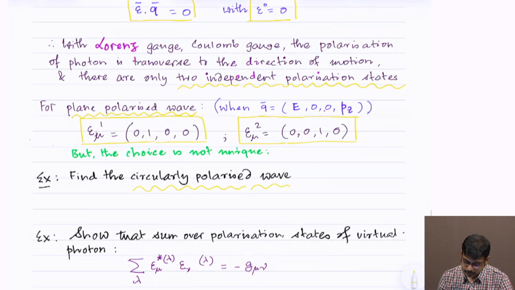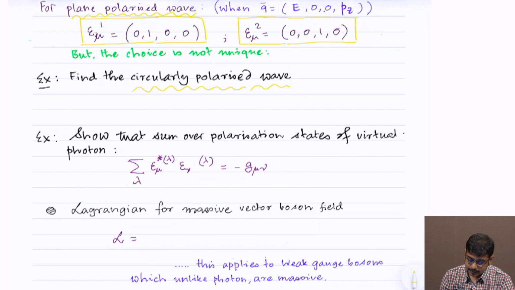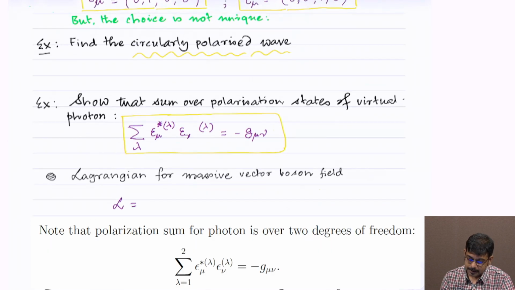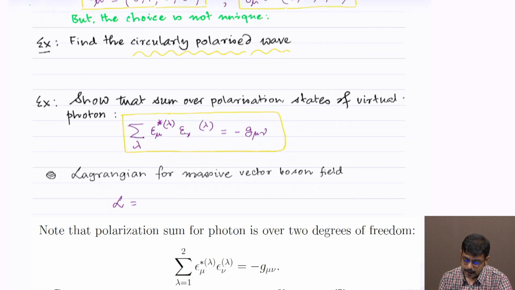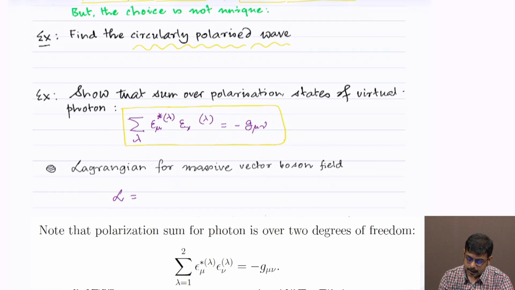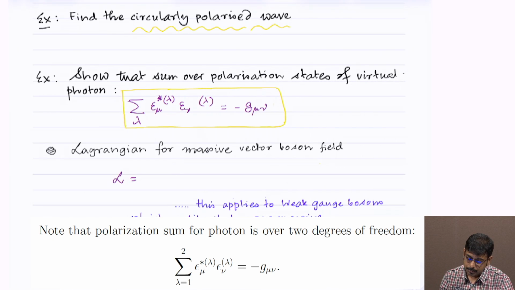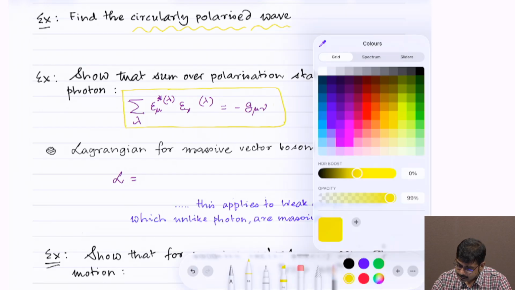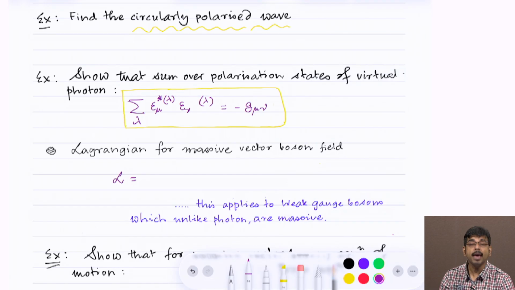So, this is where we come to, and then there is a very important relation which we will do in the tutorial exercise, which shows that the sum of the polarization states for the photon satisfies a condition like the sum over lambda of epsilon star mu lambda epsilon nu lambda is equal to minus g mu nu. Now, the part which we did not discuss here is what happens to a massive vector boson.